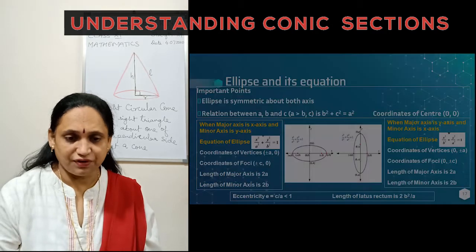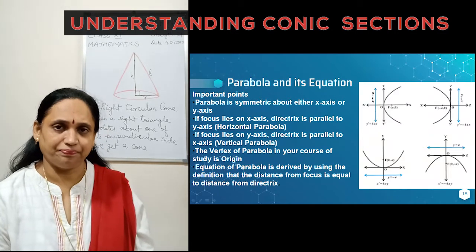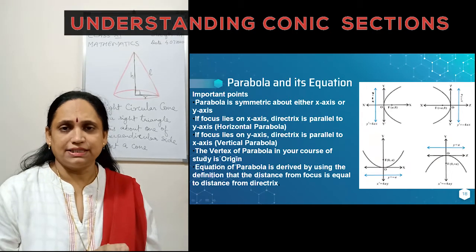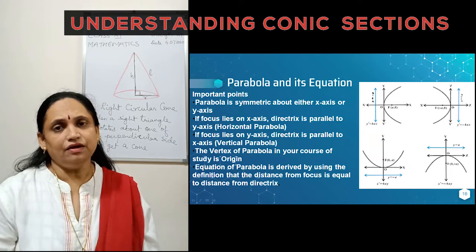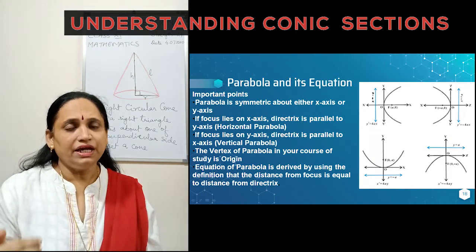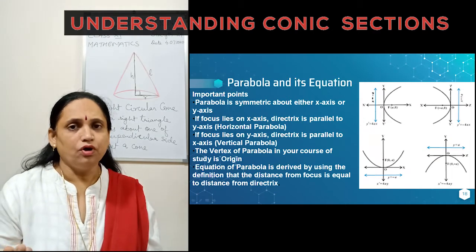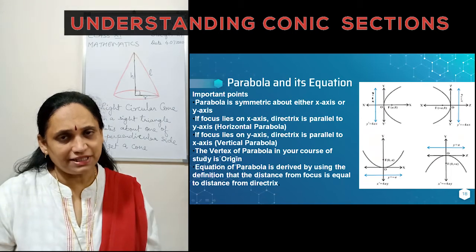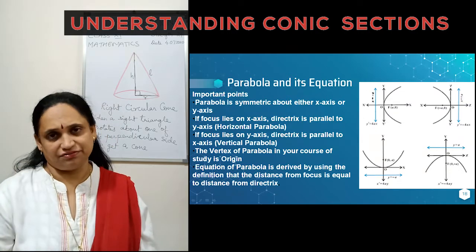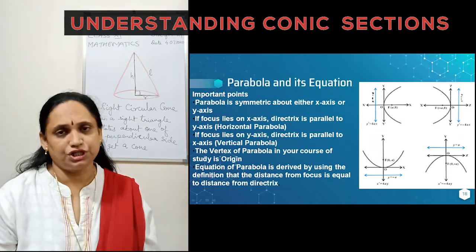We now move to the next figure, that is parabola. Let us place the parabola in the Cartesian coordinate system. When we place it in the Cartesian coordinate system, the vertex is always at the origin. And because it is an open curve, it can be placed on one particular axis on one side. So we can place it either on the positive x-axis or on the negative x-axis, or we can place it on the positive y-axis or negative y-axis. Accordingly, the focus would change and the directrix would change.